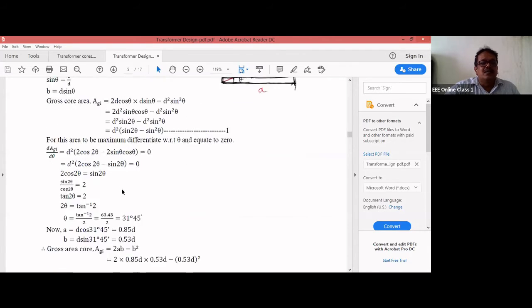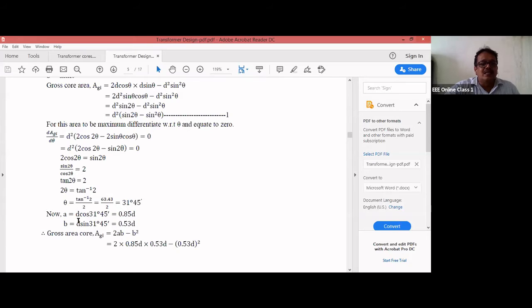So what is A now? If you come back here, you can see A is equal to d cos of 31 degree 45 seconds, which gives 0.85 d. Normally in the problem they specify all the parameters. If they are not specified, try to remember these things: A is equal to 0.85 d.